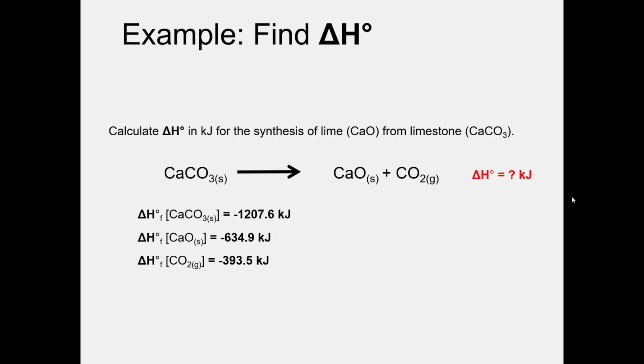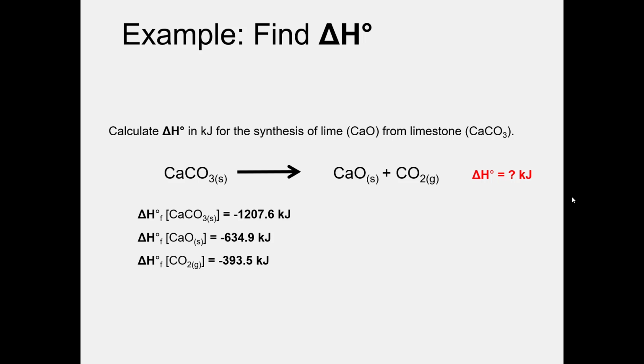In this example, we're asked once again to calculate the overall enthalpy change, delta H naught, for a balanced chemical equation which describes the synthesis of so-called quicklime, calcium oxide, from limestone, calcium carbonate.